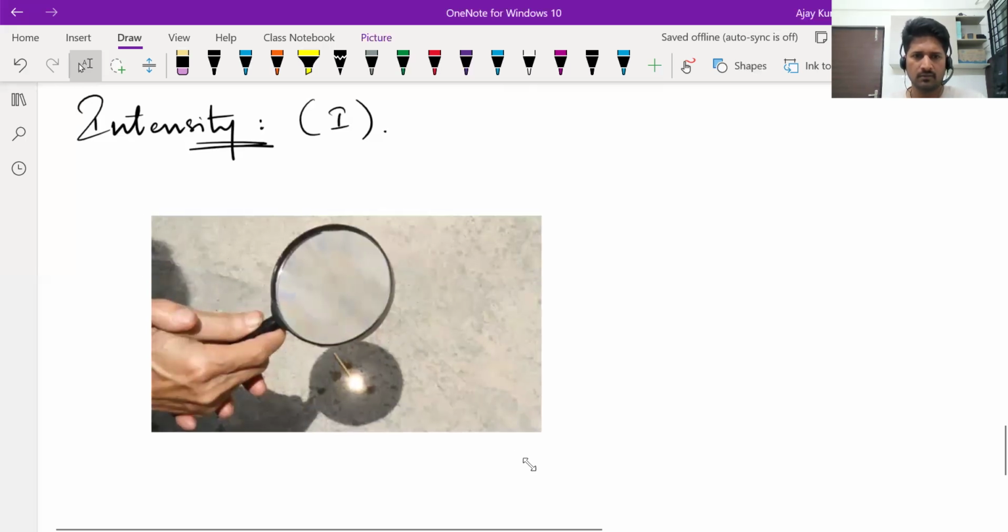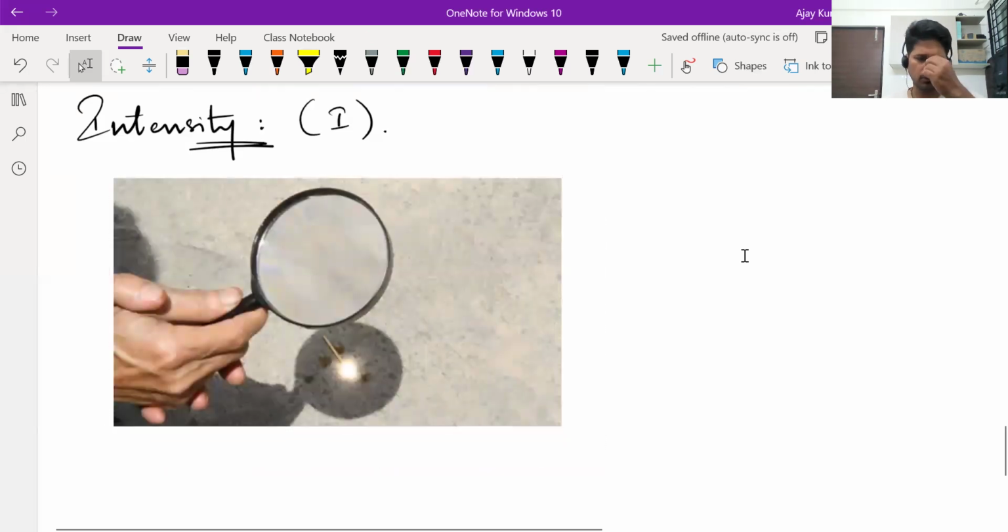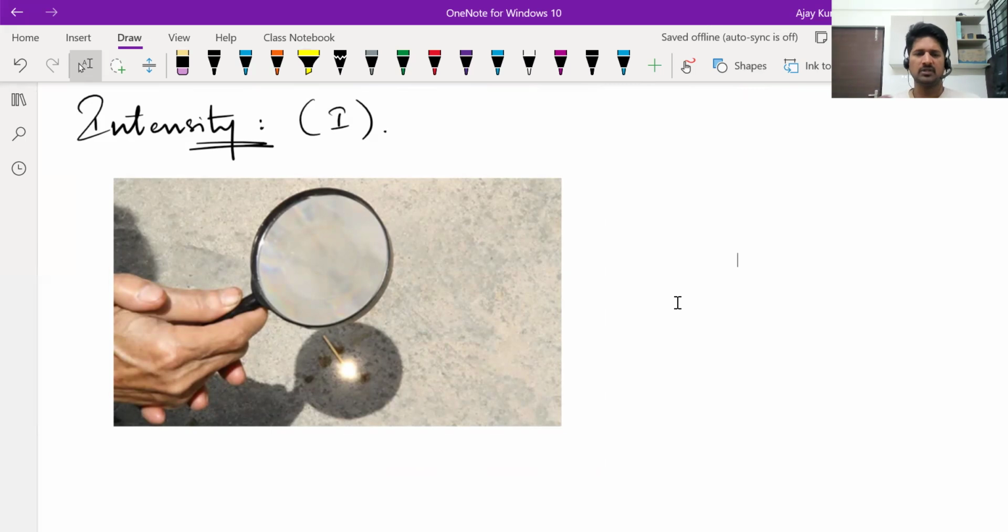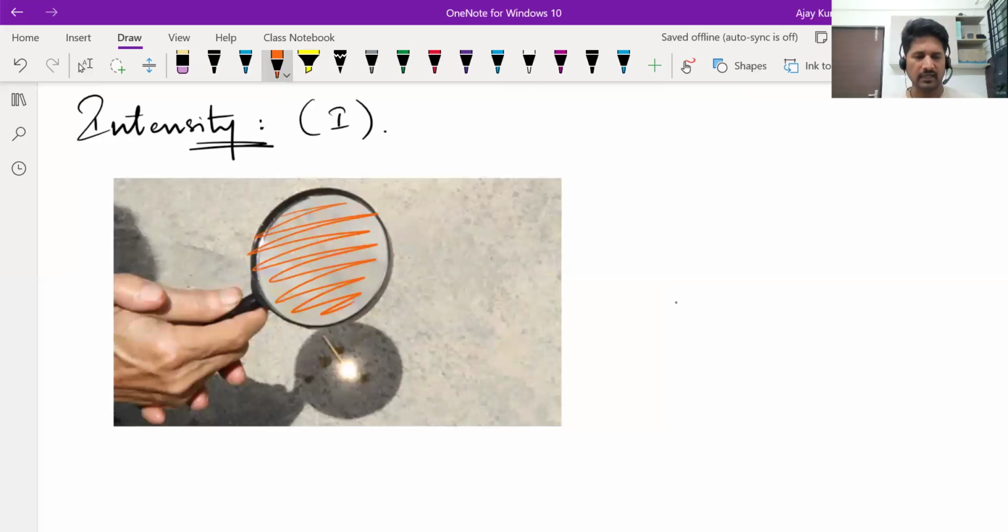You all must have done this, or you must be knowing that this happens when you hold a magnifying glass under sunlight. Whatever sunlight falls on the glass, it focuses onto a particular point. We'll discuss this in detail in the next chapter, optics. A magnifying glass is a convex, converging lens. The light coming from the sun is a parallel beam that converges to a single point. We say it gets focused.